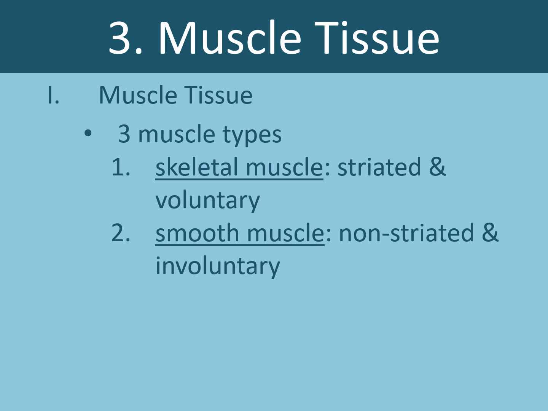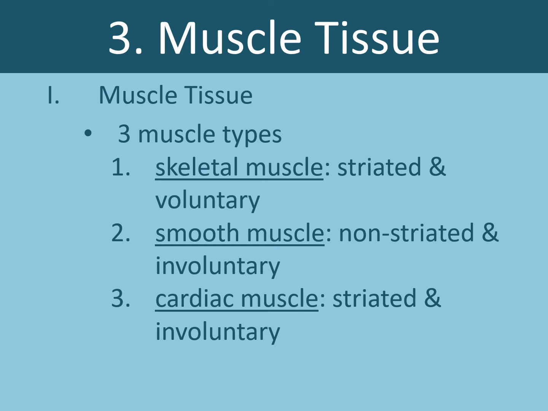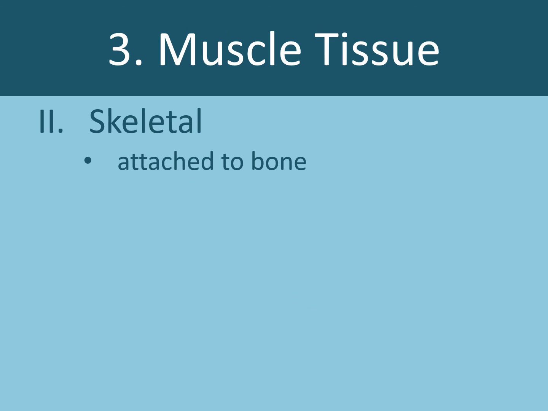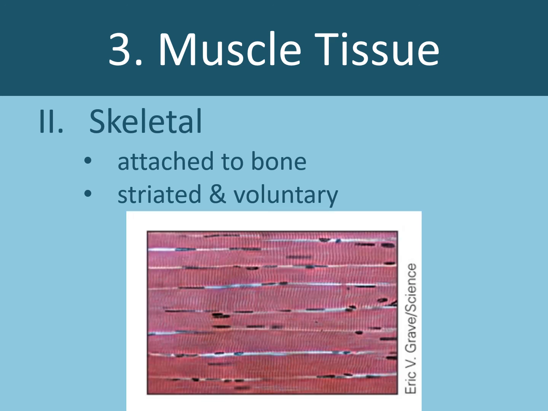Smooth muscle is non-striated and is controlled involuntarily. Smooth muscle often surrounds the various tubes of our body, like our intestines, our stomach, and our blood vessels. And then finally we have cardiac muscle, which is striated, but is also controlled involuntarily. Cardiac muscle is found exclusively in the heart. Skeletal muscle is found attached to bones. Again, it's striated and can be controlled voluntarily. Here's a slide showing a microscopic picture of skeletal tissue where you can clearly see the striations.